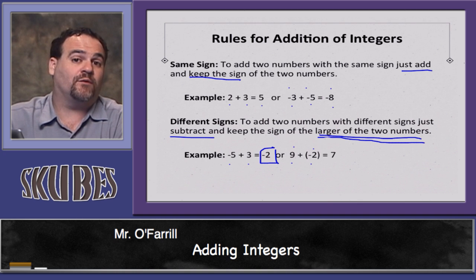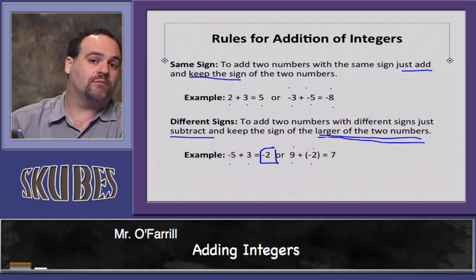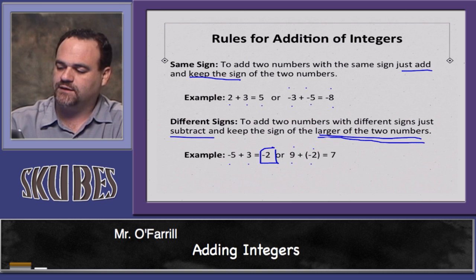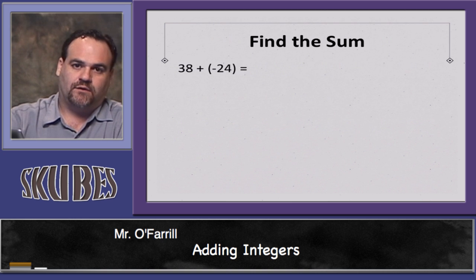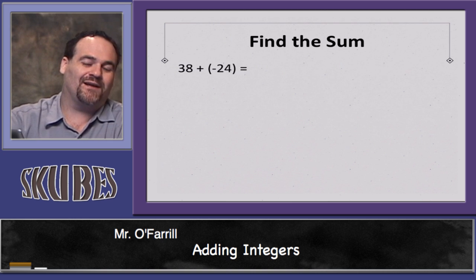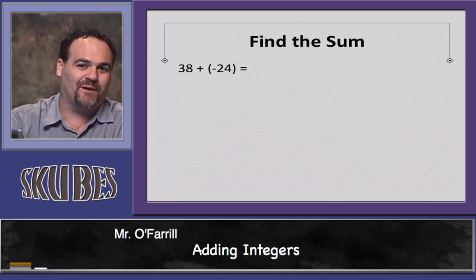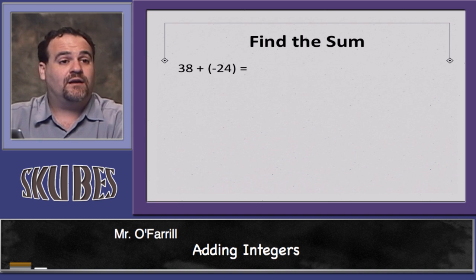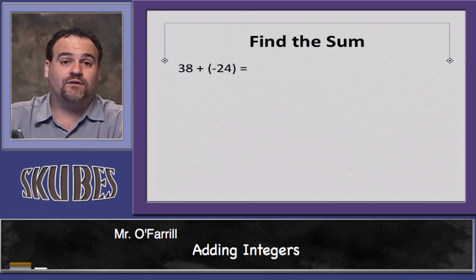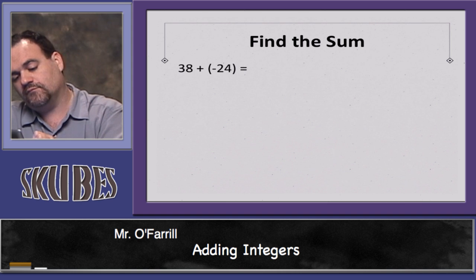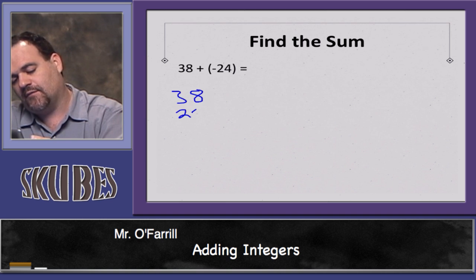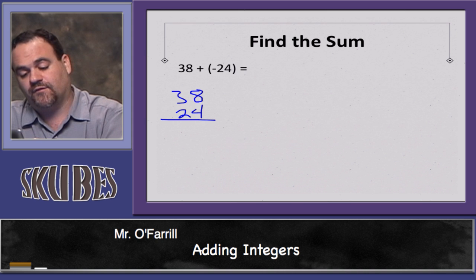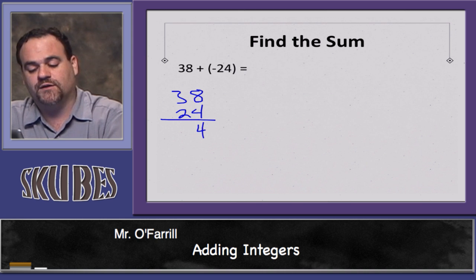So those are the rules we're going to apply rather than having to draw a number line every single time we add two of these guys together. And boy, am I glad of that. Do you really feel like doing 38 or 24 hops on a number line? I don't. So let's see. We've got 38 and 24. First thing we're going to do is subtract them. If I'm going to do subtraction by hand, I like to go ahead and stack them vertically. 38 minus 24, 8 minus 4 is 4, 3 minus 1 is 2.